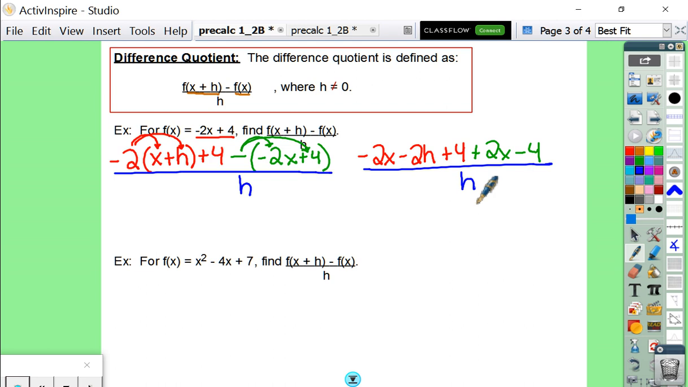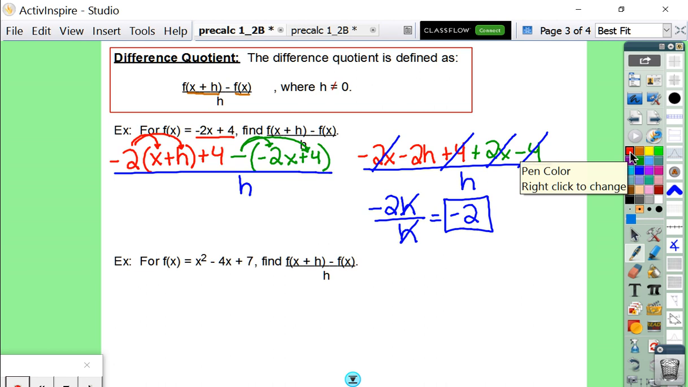The thing I like about this, even though it seems tedious and weird, is we get stuff canceling out. Because now look, negative 2x, 2x. 4, negative 4. If you find that you don't have things canceling out, you've done something wrong. So now all I'm left with is this negative 2h over h. And what do I find now? The h's cancel to give me the answer of negative 2. It seems tedious and weird, but it works out really nicely.